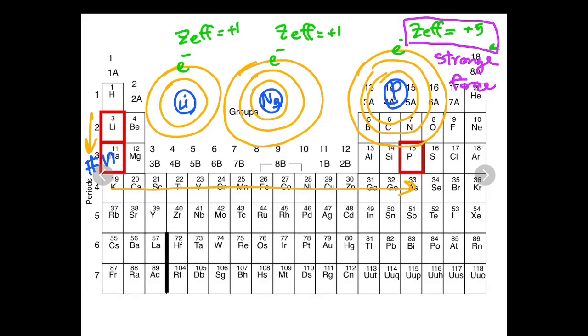Therefore, in this case, if you go from left to right, you are going to use effective nuclear charge to compare. Okay, so the higher the effective nuclear charge, the smaller the size of the atom. So in this case, if you compare sodium and phosphorus, you are going to see that phosphorus would have a smaller atomic size compared to sodium.